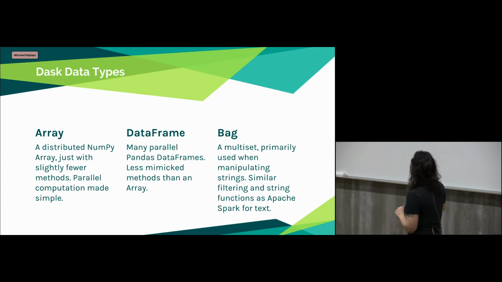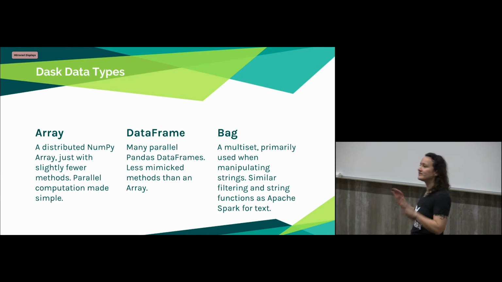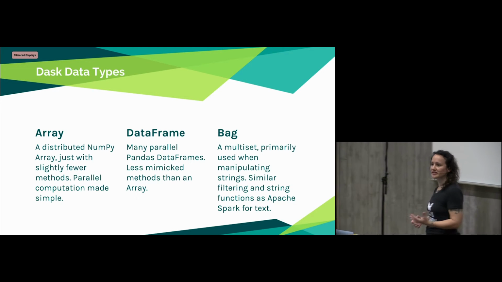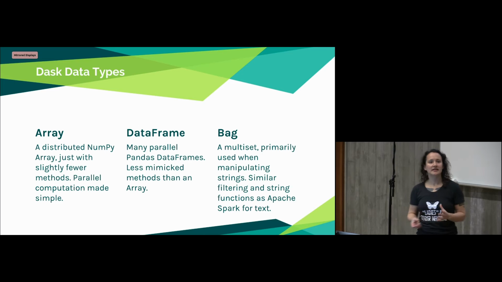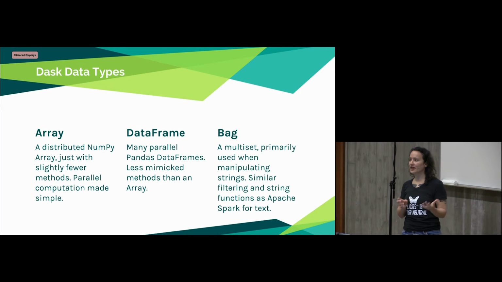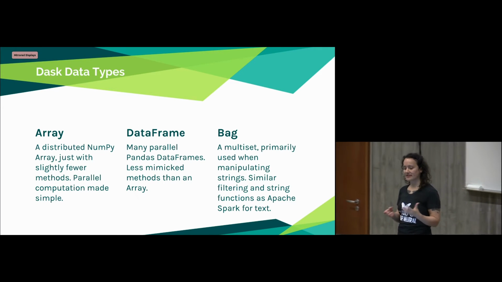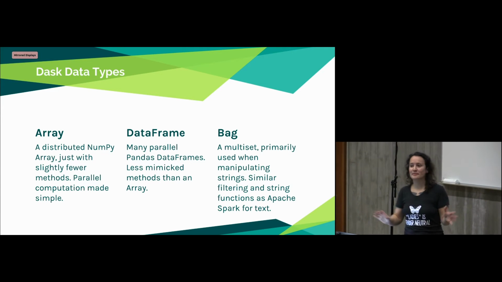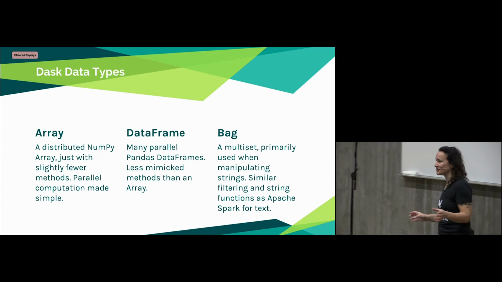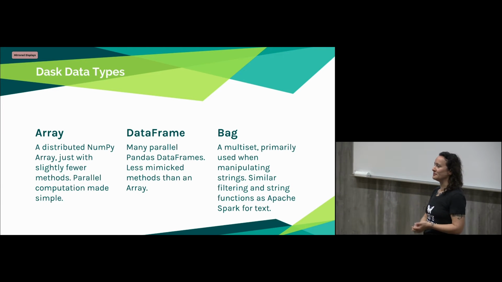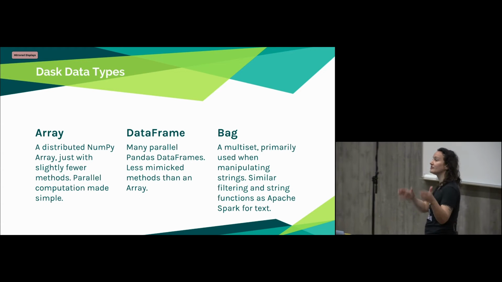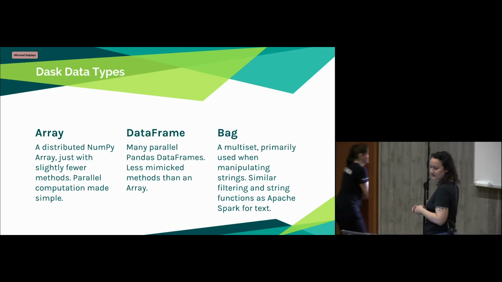For our Dask data types, we have 3 main simple data types. We have a Dask array, which is essentially just a distributed NumPy array. It doesn't have all of the features or methods of a NumPy array, but it does have quite a few. We have a Dask data frame, which is essentially just a distributed Pandas data frame. As you can imagine, distributing a Pandas data frame is slightly more complex, and therefore it has fewer features than arrays in terms of the features that mimic those available in Pandas.